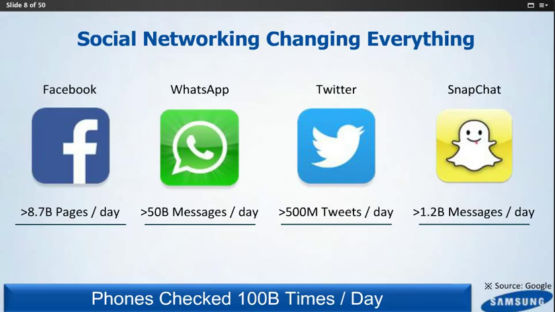So social networking is really changing everything. A lot of you probably have these apps on your phone today. Facebook is over 8.7 billion pages a day. WhatsApp, greater than 50 billion messages a day. Twitter, over 500 million tweets a day. Phones are checked 100 billion times a day.